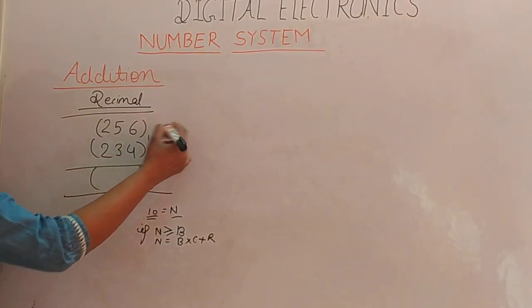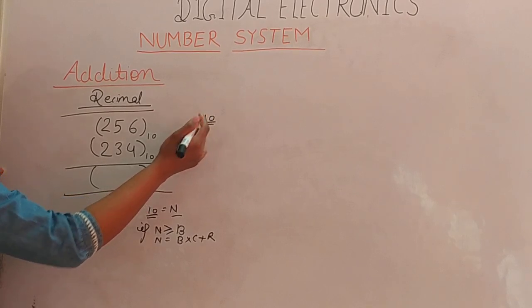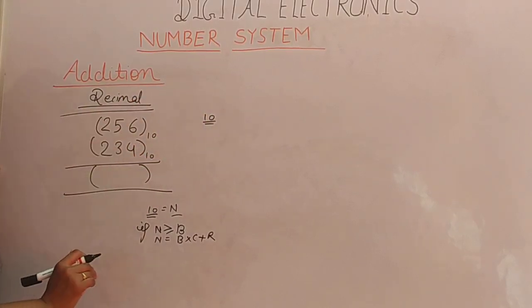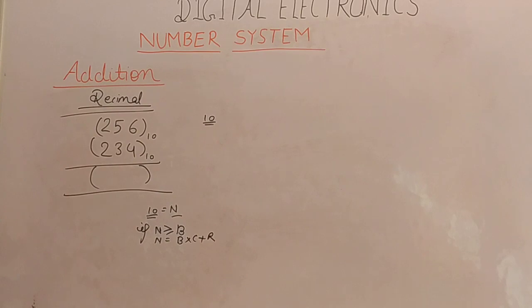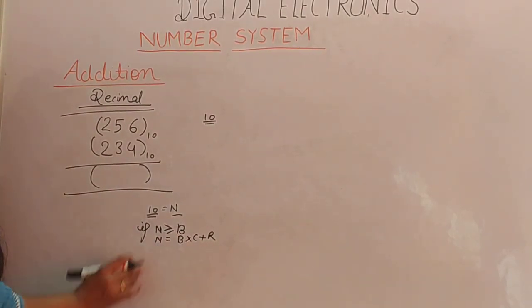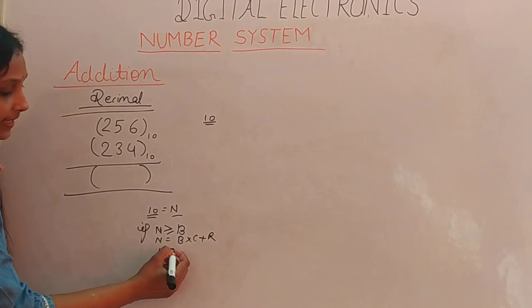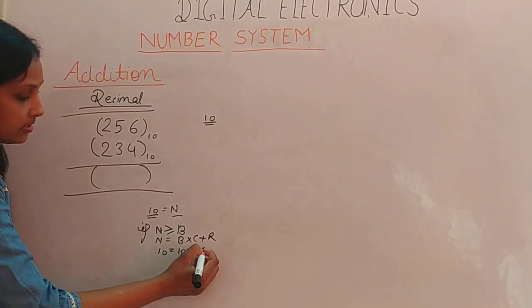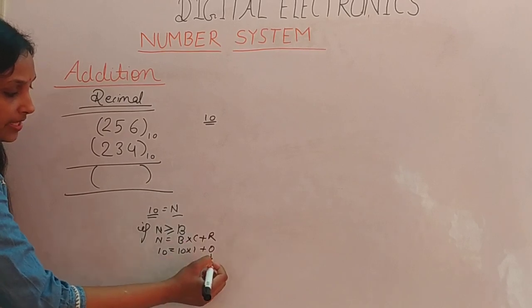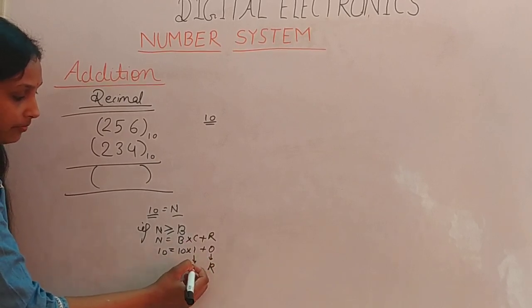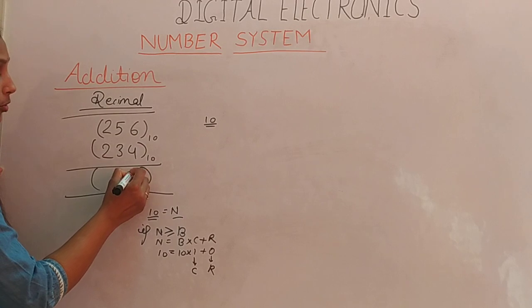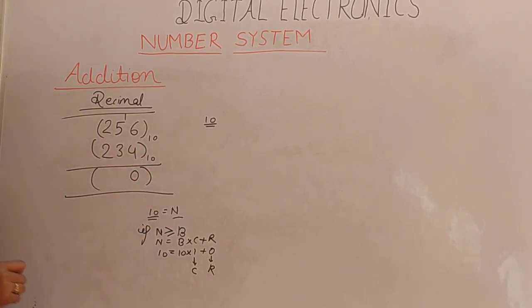So here 6 plus 4 is 10. We can directly write 0 here and 1. But in the other number systems, it is not like that. So first we will understand this procedure. 6 plus 4 is 10. 10 is equal to the base. So we will write 10 as 10 × 1 + 0. 0 will be the remainder and 1 will be the carry. So we will put here 0 and 1 as a carry.